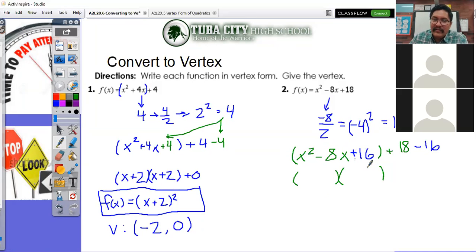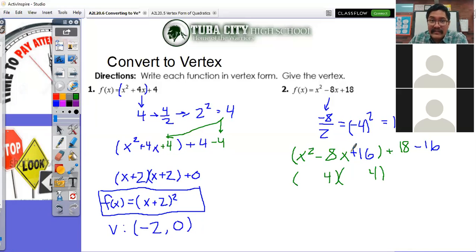All right, so I need two numbers that multiply to 16, but will add to negative 8. And you might be thinking, well, 4, and you're right, 4 times 4 is 16. But again, be careful, because this plus on the 16 doesn't mean that they are both positive. It means they are both the same.